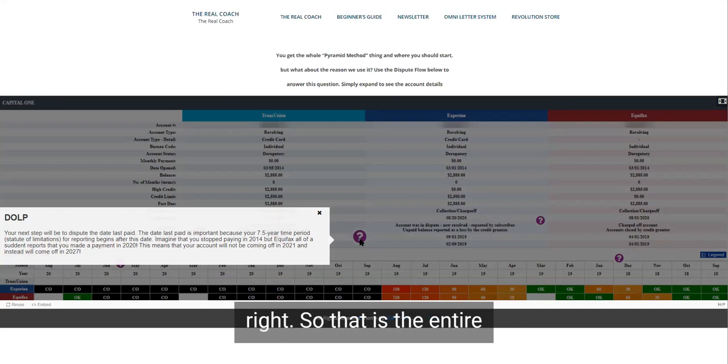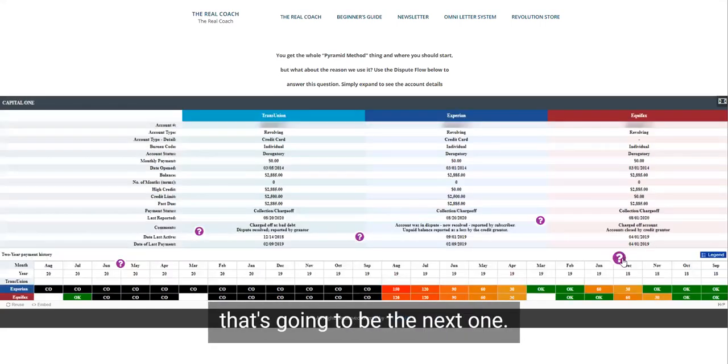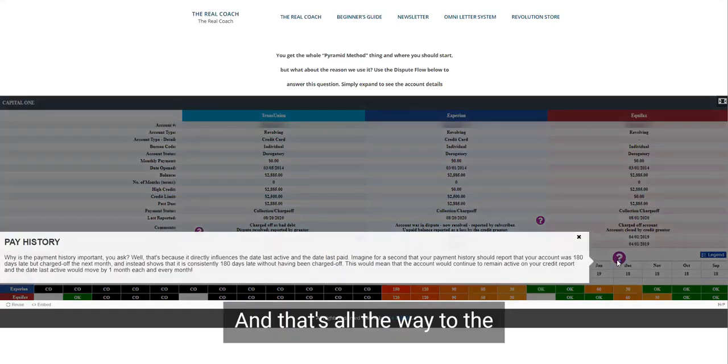All right. So that is the entire point behind this, that these dates are on there for a reason and they mean something. Okay. One will naturally stipulate when that account comes off, and the other will stipulate when the actual date last active is the beginning date, right? So if we go over to payment history, that's going to be the next one. And that's all the way to the right.